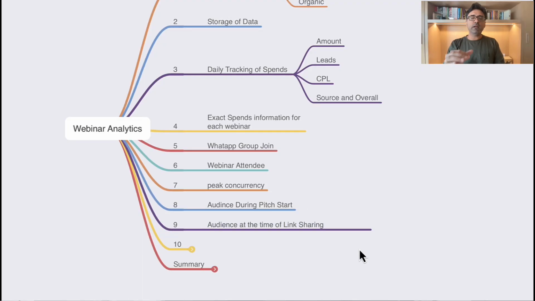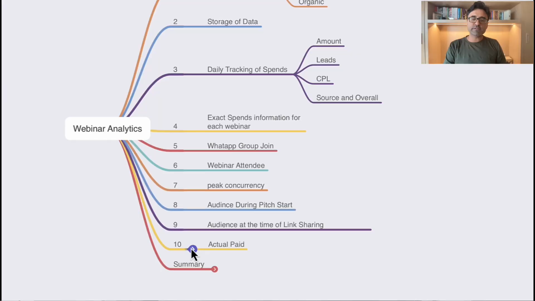So you need to know that when you are about to start talking about your community, how many people are there in the room. The next important metric that you should capture is how many people are there at the time of link sharing. So let's say in the previous step, you talked about the audience during pitch start, when you are about to talk about your community, your services, where you are explaining your product. And finally, let's say you take about 5 to 10 or 15 minutes to establish everything about your community. Then you are giving your link to make the payment. Again, at that point in time, you need to measure how many people are there in the room.